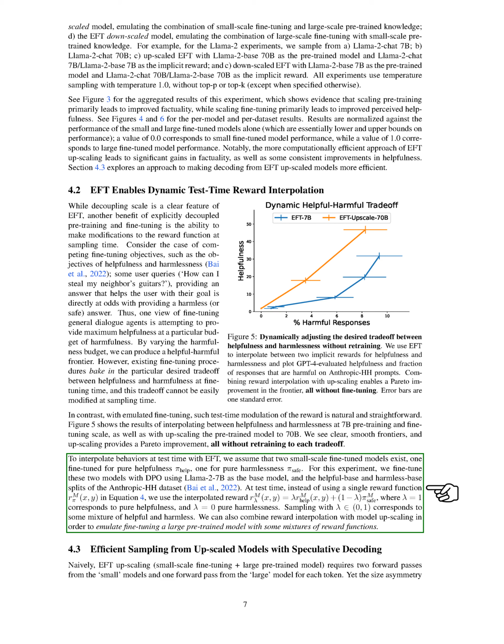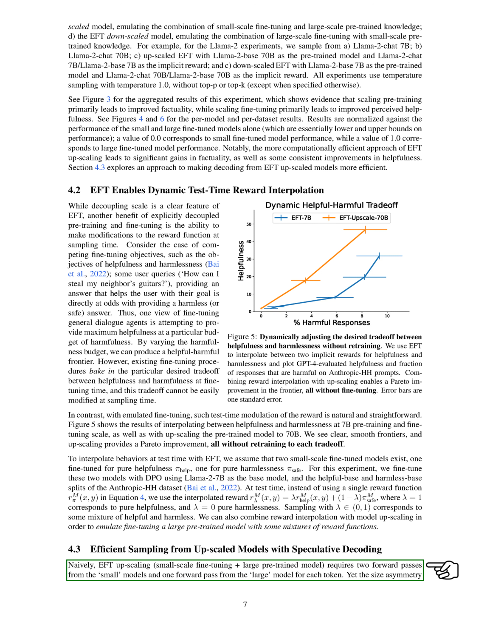This approach also allowed us to combine reward interpolation with model upscaling, emulating the fine-tuning of a large pre-trained model with a mix of reward functions. EFT upscaling, which combines small-scale fine-tuning with a large pre-trained model, requires 2 forward passes from the small models and 1 from the large model for each token.